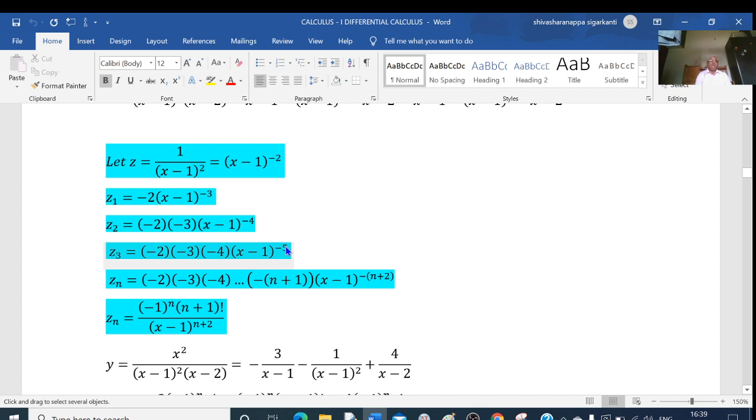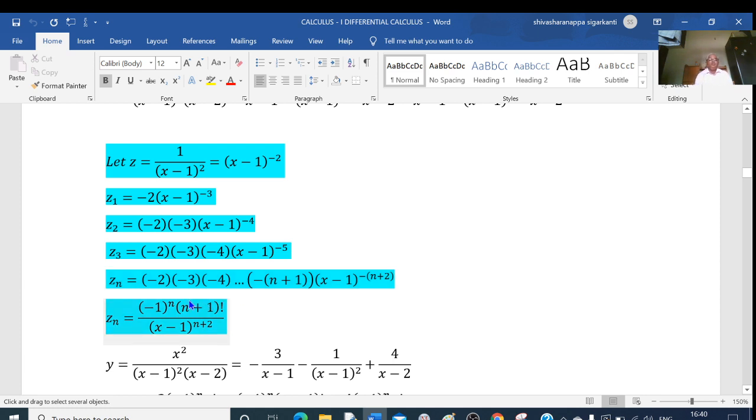So in general, if I differentiate n times, what am I getting? See here, this is the third derivative. This last term is 4. Second derivative last term is 3. And for the nth derivative, the last term must be n plus 1. That is minus 2, minus 3, minus 4 up to minus of n plus 1 into x minus 1. See, suffix is 3, the power is 5. Suffix is 2, the power is 4 here with a negative sign. Therefore, if the suffix is n, this power must be n plus 2 with a negative sign. So, minus 2, minus 3, minus 4 up to minus of n plus 1 into x minus 1 to the power of minus of n plus 2.